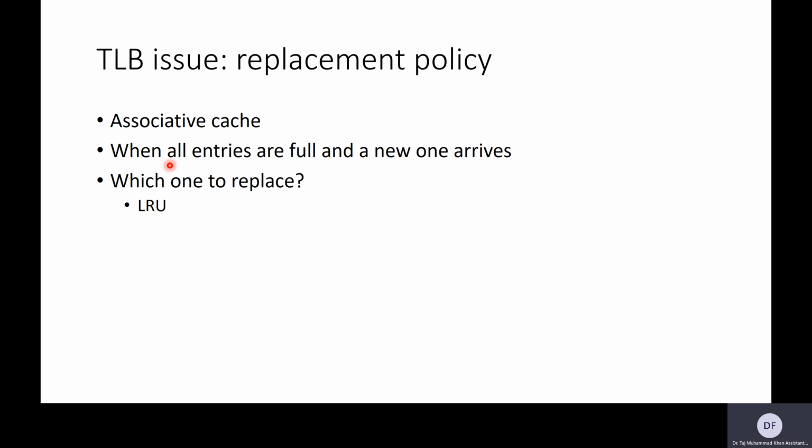For that, we have to keep track, inside a TLB, of the order in which these TLB entries were accessed and which one is the least recently used. So we'll select the least recently used and overwrite it with the newly arrived TLB entry. So LRU is one replacement policy. Another replacement policy is random, where we can choose a random entry from the TLB and replace it.